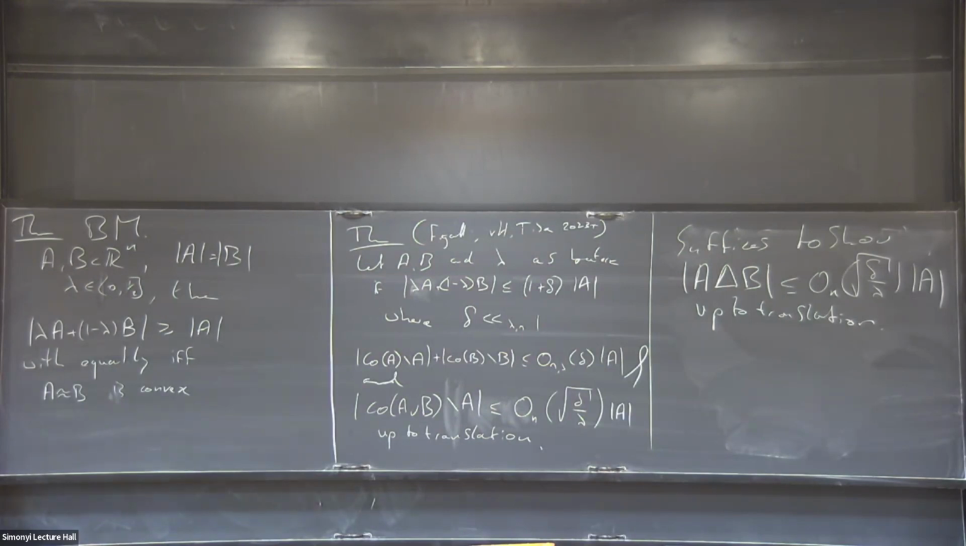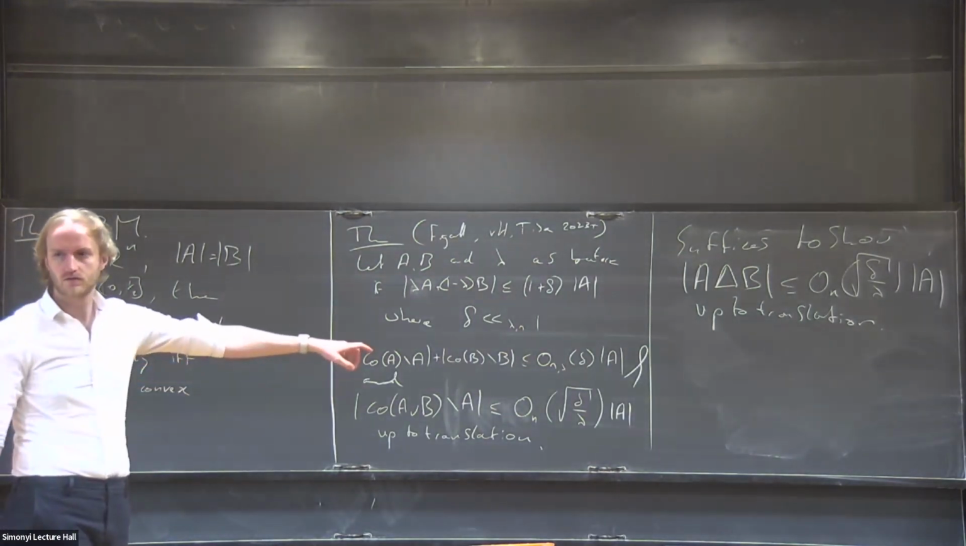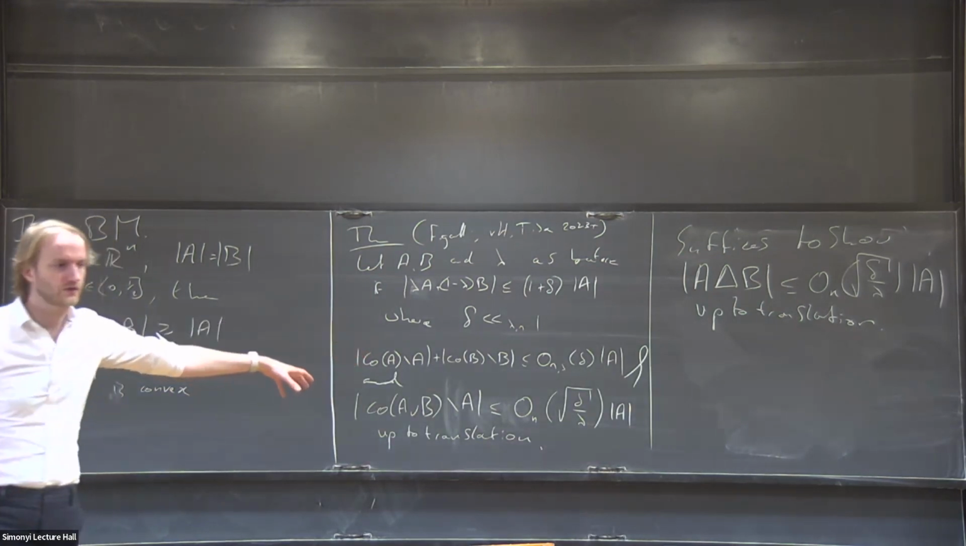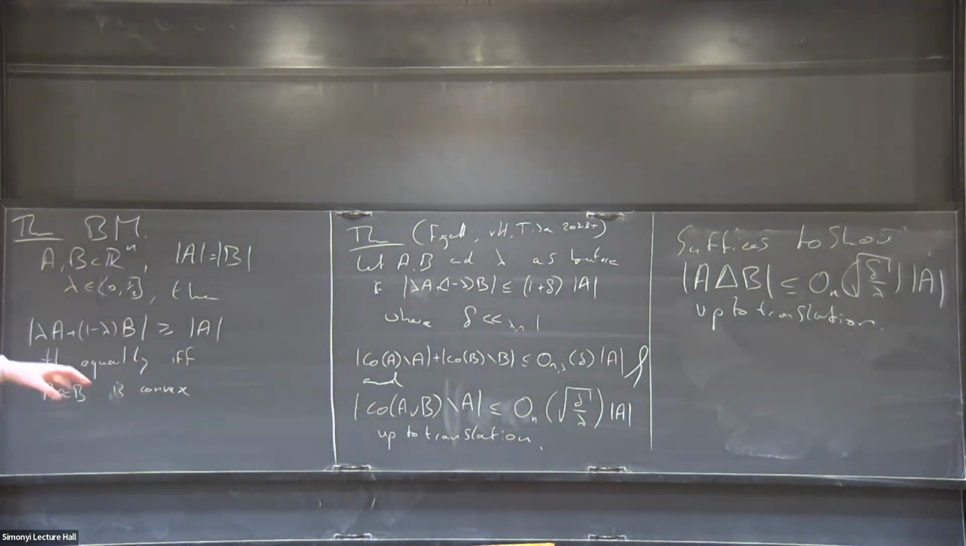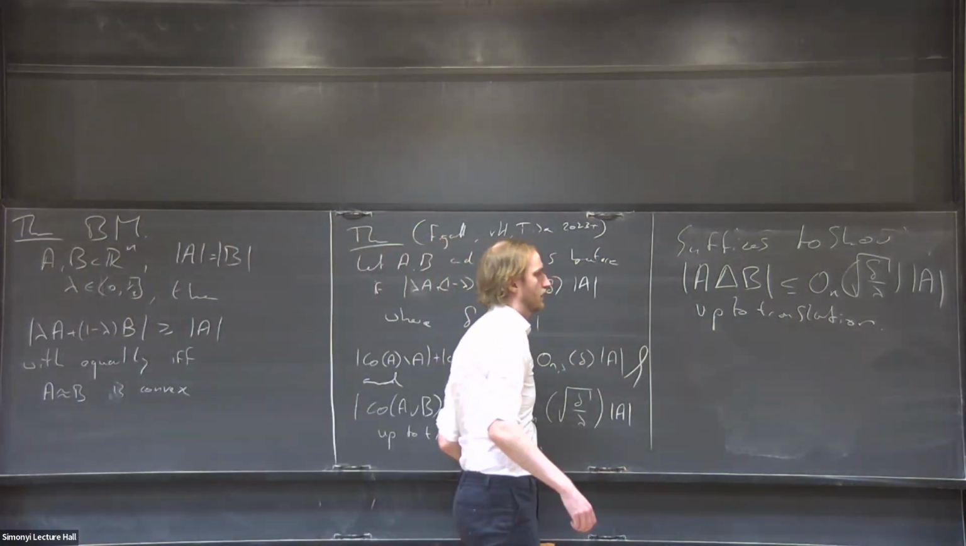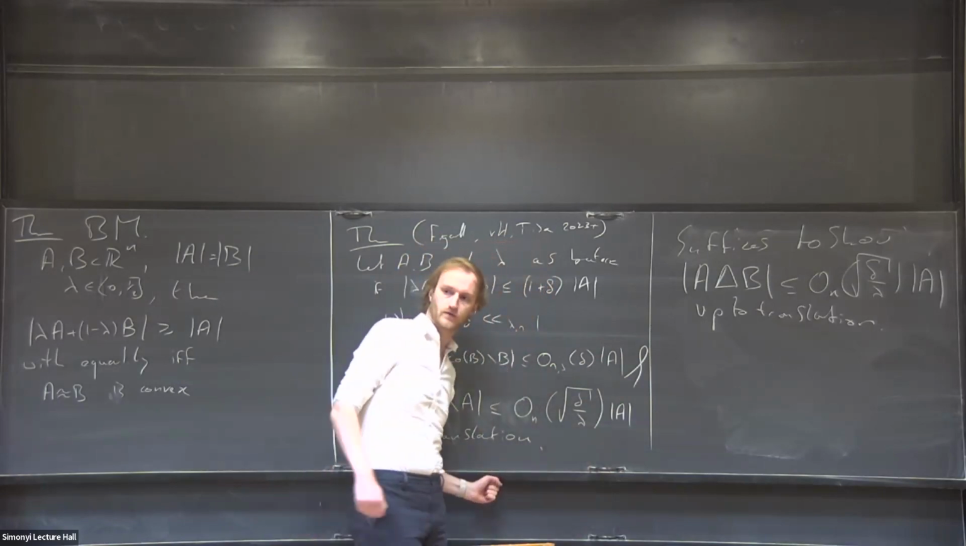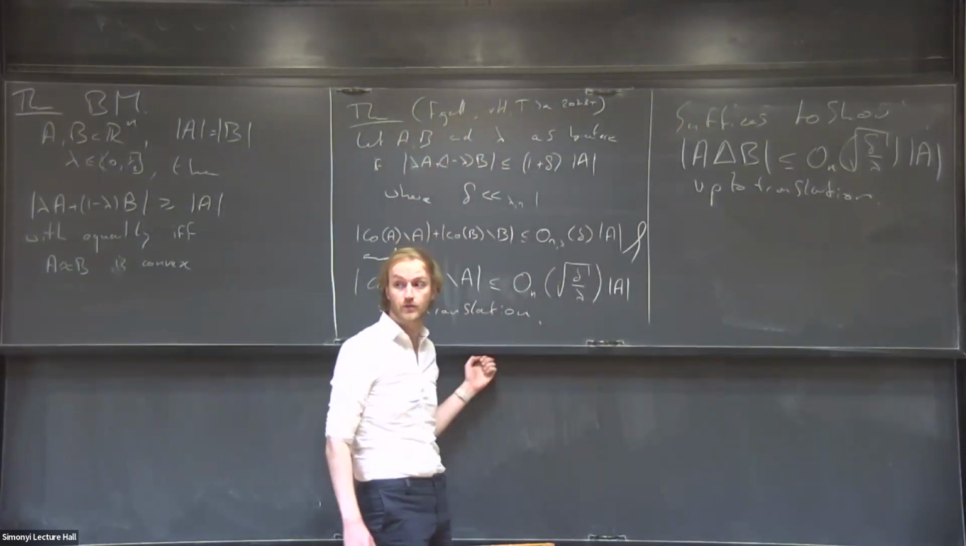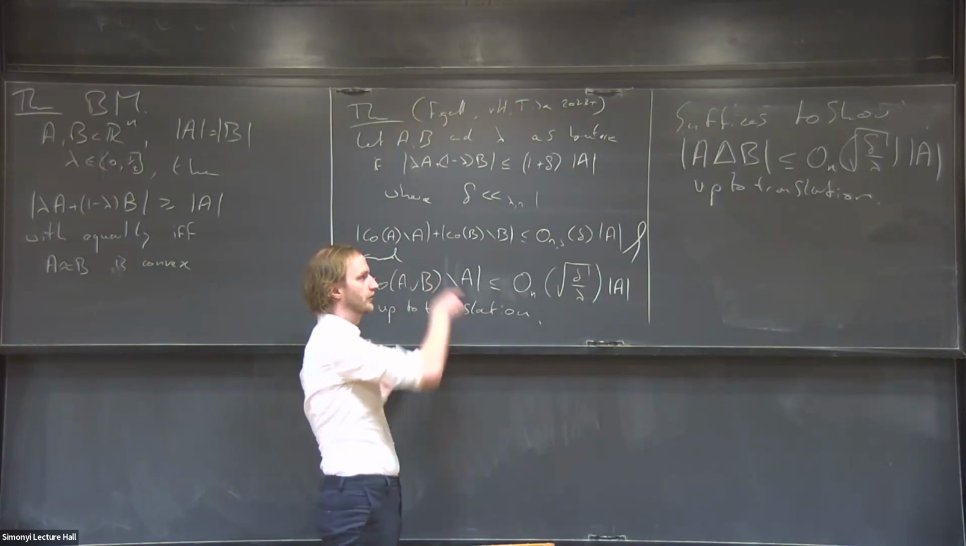Now, this reduction uses, as I said, a linear result. So this was not known. A lot of the literature actually focused on this slightly weaker notion of symmetric difference. It's not actually equivalent to the stronger notion of convex.